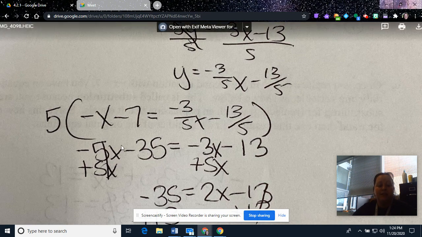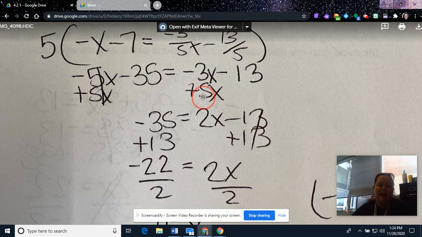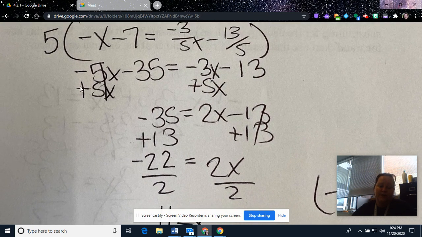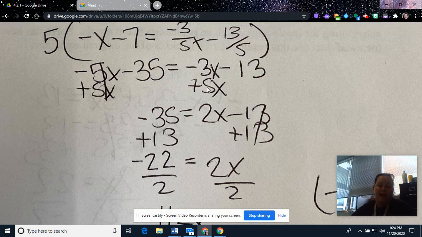Then we are going to solve this equation. We're going to add 5x to both sides. You could have also added 3x to both sides. As long as you're following the rules of solving an equation, whatever you do to one side, do to the other, you should be good to go. Since I put the 5x on the right, I'm going to add 13 to both sides, and put that on the left. Now I have negative 22 equals 2x.